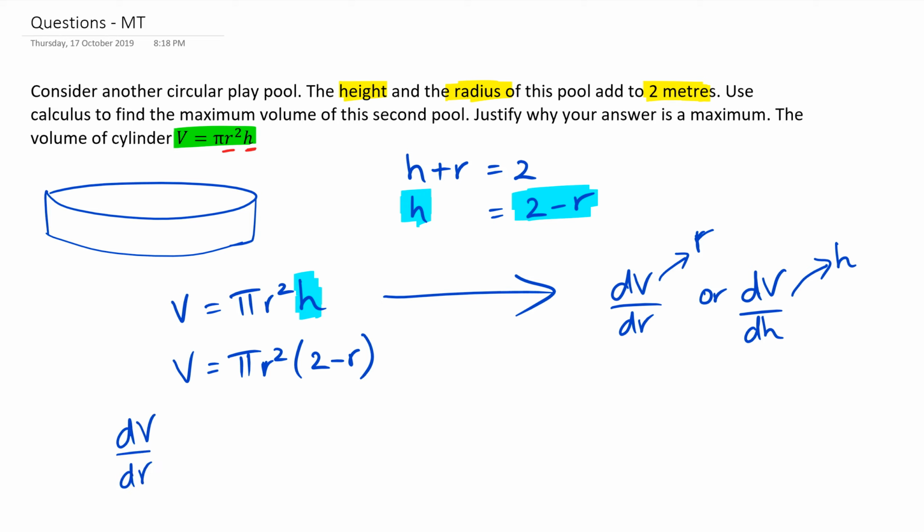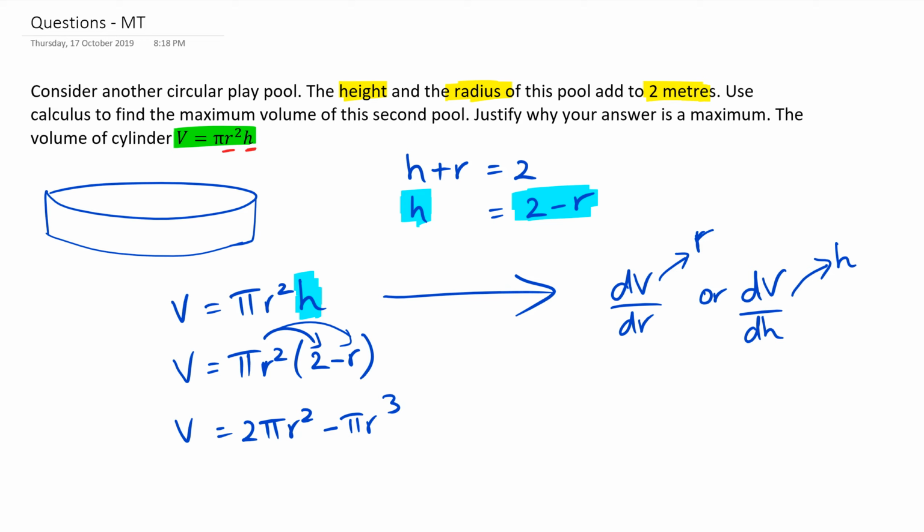But before I do that, I need to expand this bracket here. I'm going to write that as 2 pi r squared, because pi r squared times 2 is that, and then pi r squared times minus r is minus pi r cubed. So that's my volume function in terms of r.